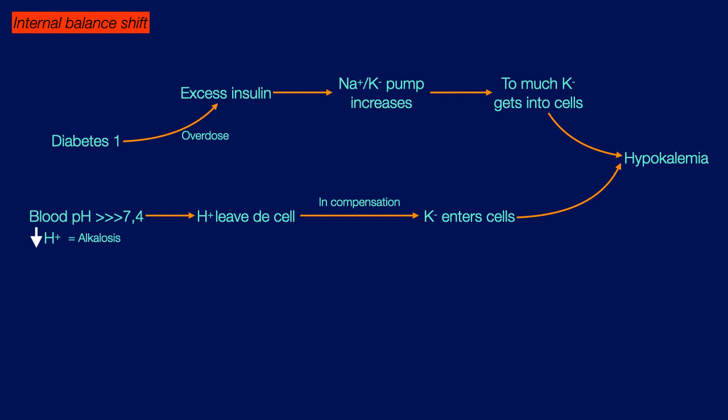to cause hypokalemia. Another cause of an internal potassium balance shift could be an alkalosis. You know what it means, getting more basic. That is raising the pH, right? So in alkalosis, the blood becomes too alkaline, and there is low concentration of hydrogen ions, meaning a higher blood pH. So in order to help compensate for alkalosis, hydrogen ions leave the cell and potassium ions enter the cells and leave the blood, resulting in hypokalemia.